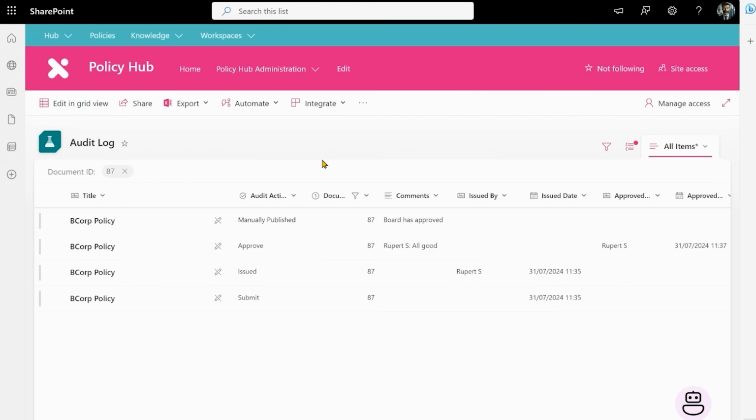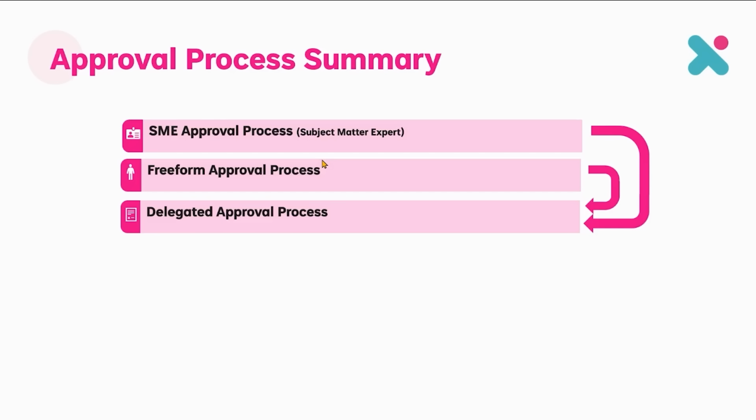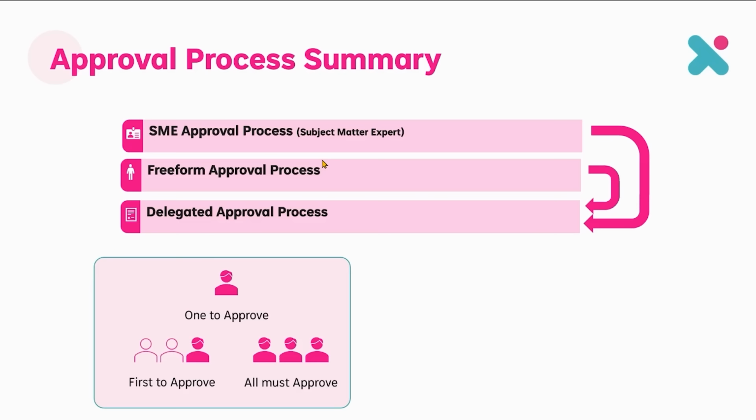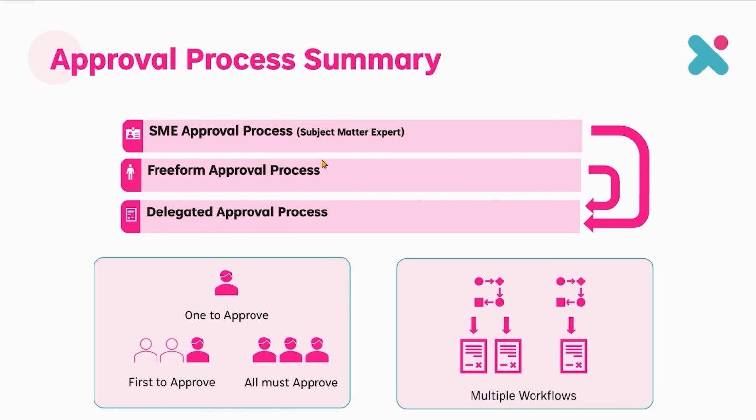Now we've seen that, let's just summarize what we've seen in this short video. To summarize, we saw how we had the two different types of approval process, subject matter expert and freeform. And then we also added a delegated approval process to one of those to show how a board or committee could also be involved. In terms of those individual steps, we can either have one person to approve, or where you select multiple people, you can choose whether it's the first person or everybody must approve.